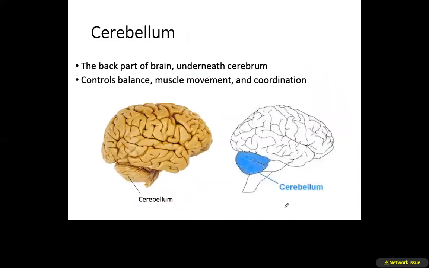The next structure we have in our brain is the cerebellum. The cerebellum is located in the posterior aspect of the brain, and it's important in terms of controlling balance, muscle movement, and coordination. The cerebellum is one of those structures that in babies is not fully developed. The myelin sheath, that is the insulation of the neuron, is not fully developed, and therefore newborns do not really have control over their muscles.